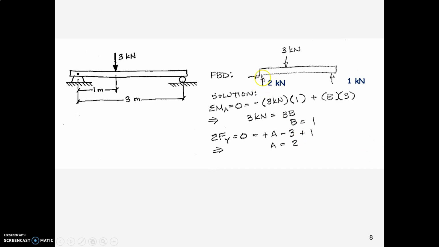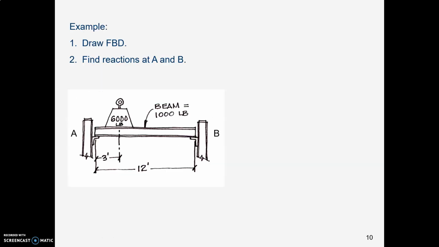You have an x reaction here at A, because that's a pinned connection. What other x stuff do you have? You don't have any. So, if all the forces in the x direction add up to 0, and you've only got one x force, it must be 0. So we can just ignore that x component.